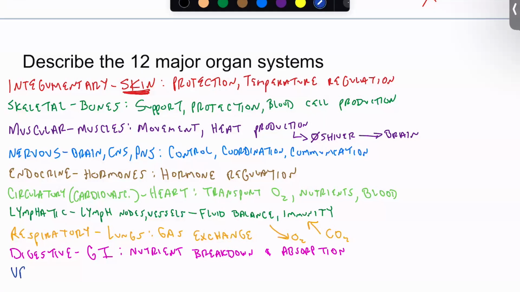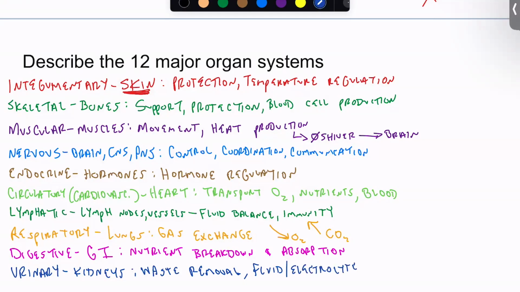We have also urinary. So we're dealing here with the kidneys. So their main role is waste removal. And then another big one is fluid and electrolyte balance. So we'll go over that more whenever we get to renal or urinary.